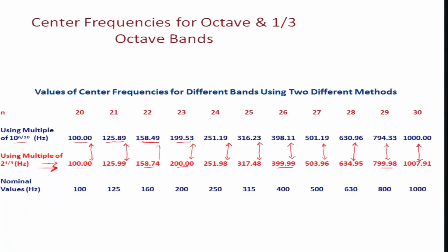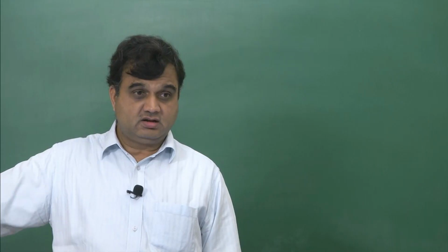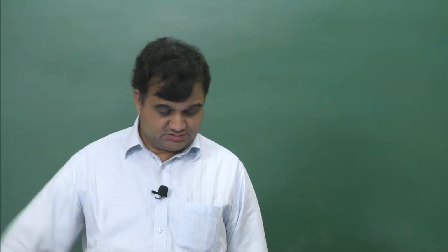Okay. So, the interesting thing about this is that each time you increase n by 10, you end up with a factor of 10. So, if you go from 20 to 30, I have increased n by 10 and I end up at 1000 hertz. I am starting from 100 hertz and I end up at 1000 hertz. Again I increase it by 10, I end up at 10,000 hertz.